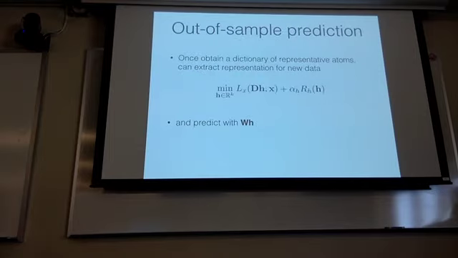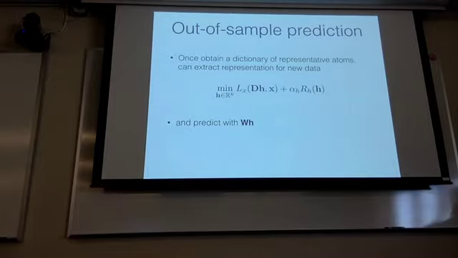So a natural question then is, how are we going to do prediction on new data? That's always our goal. So we're going to do learning on some set, and now we'd like to know what our target is going to be on some new data we've never seen. So once we've done training, we obtain this set of dictionary atoms. Extracting the representation on a new data point is pretty simple.